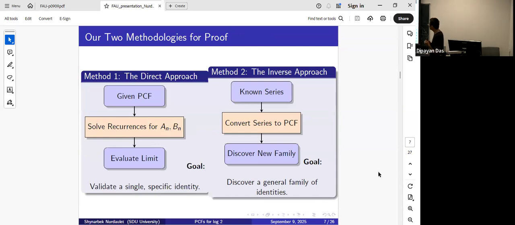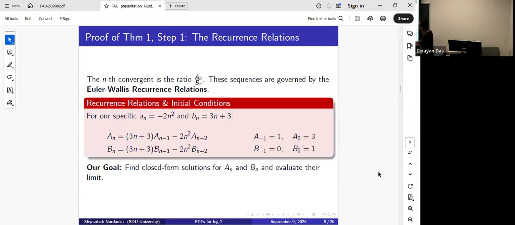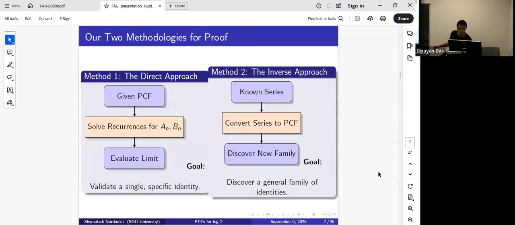Here we propose two methods of how we did that. The first one is called the direct approach. We took polynomial continued fractions and tried to solve recurrence relations for An and Bn, where An and Bn are the nth convergents of continued fractions. Then we try to solve the recurrence relation, and whenever we solve for An and Bn, we just take the limit of them, and we are done.